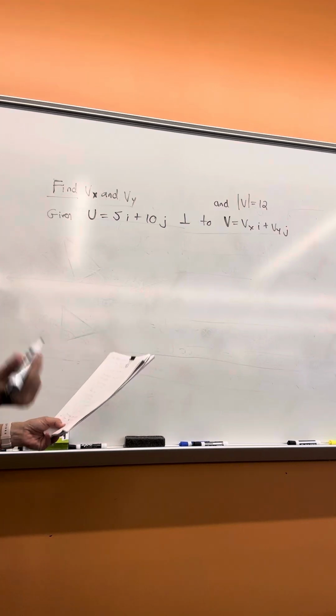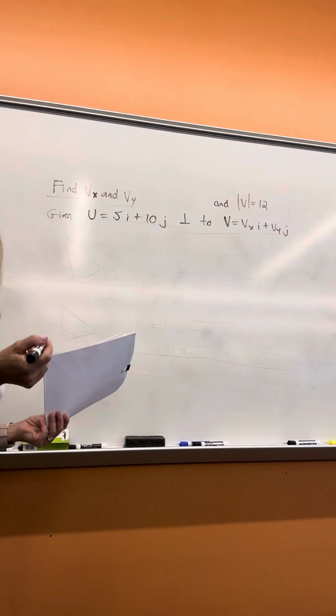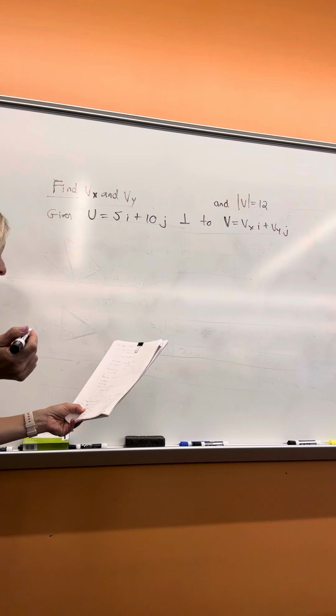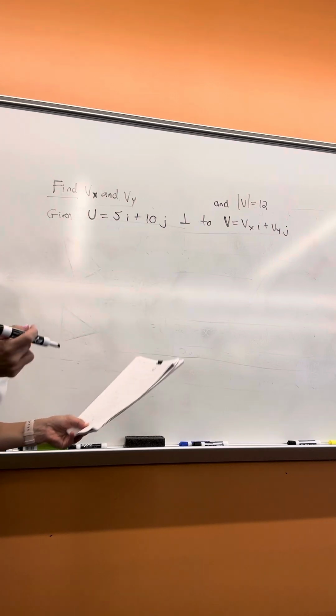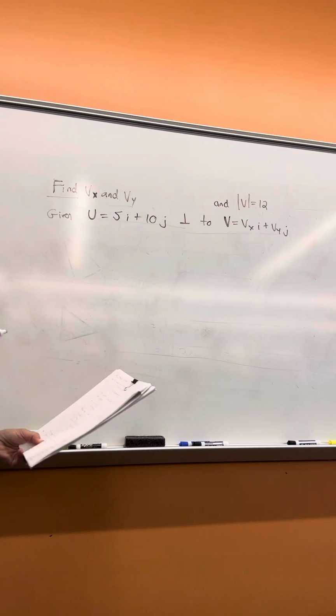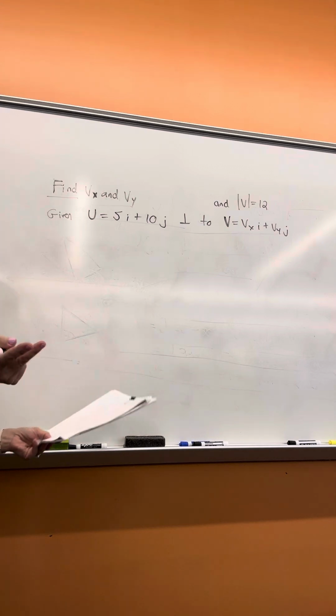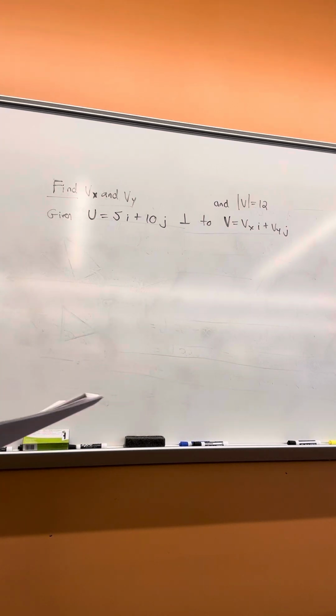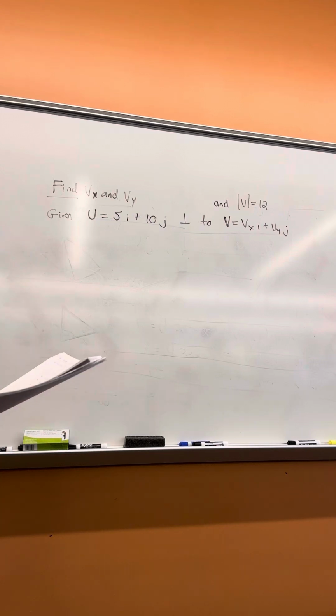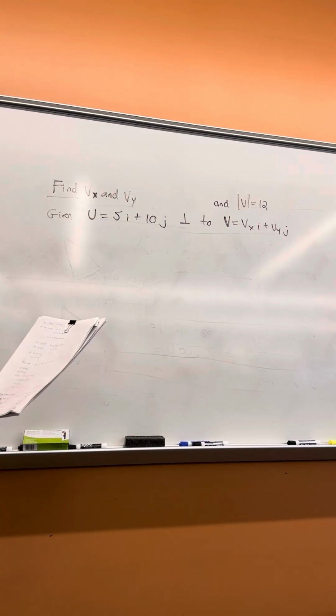So what do we know about when vectors are perpendicular? How can we pull that piece of information into giving us an equation? We have two unknowns. We don't know Vx and we don't know Vy. So we need how many equations? We need at least two equations to solve this. So how are we going to get one of the equations? Let's start with the knowledge that they're perpendicular to each other.